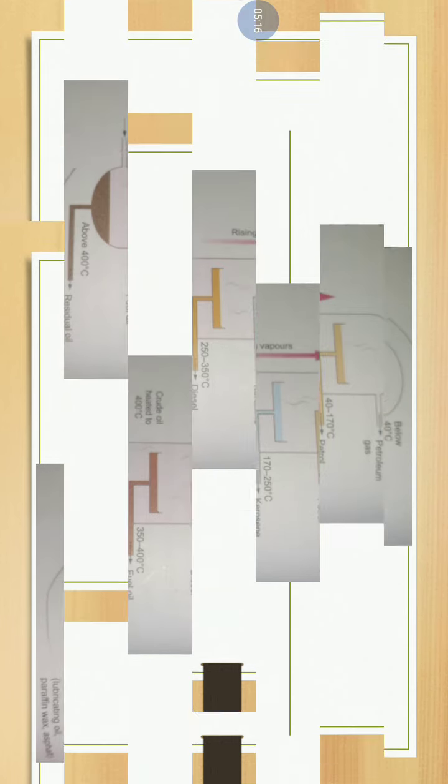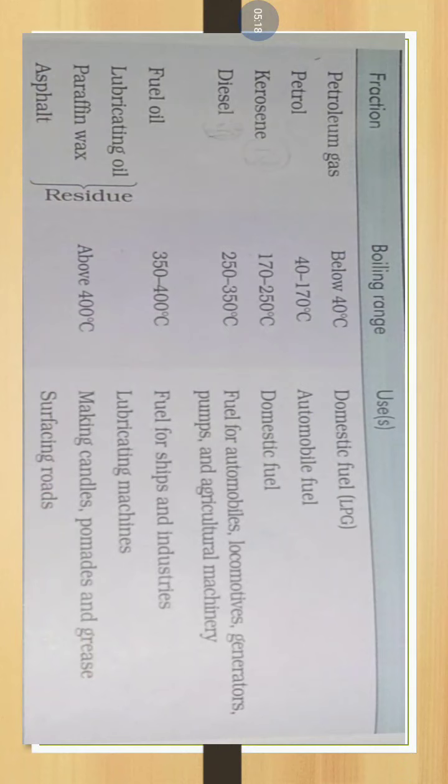Now let us see how the boiling points of the different fractions differ. First is petroleum gas. You can see the boiling point is below 40 degrees Celsius, and the use is also mentioned here. Then petrol is 40 to 170 degrees Celsius. Kerosene has a boiling point of 170 to 250 degrees Celsius. Diesel 250 to 350 degrees Celsius, and the rest, fuel oil, is 350 to 400 degrees Celsius.